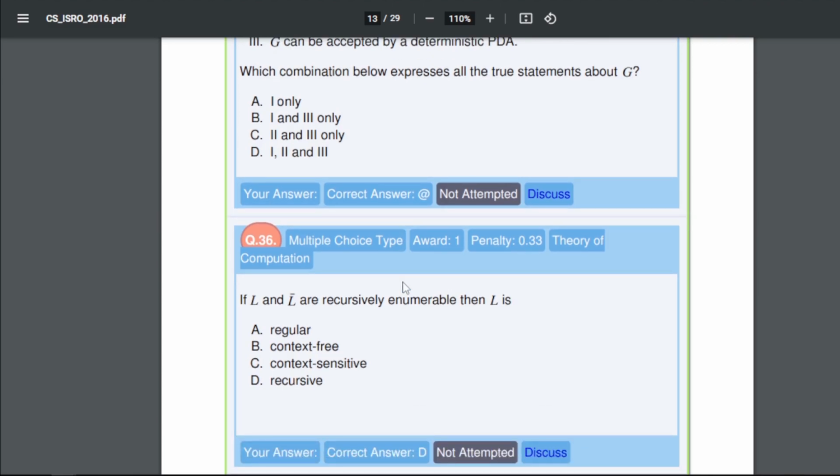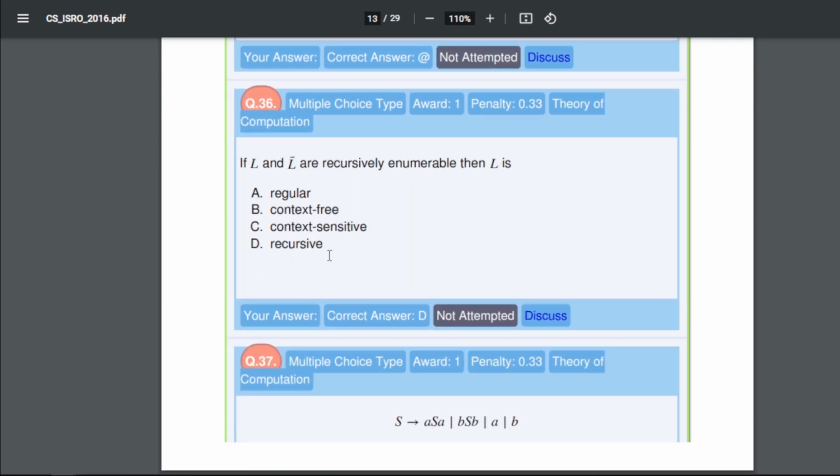Now question number 36: if L and L complement are recursively enumerable, then L is what? So obviously if L and L complement are recursively enumerable, then L will be recursive.